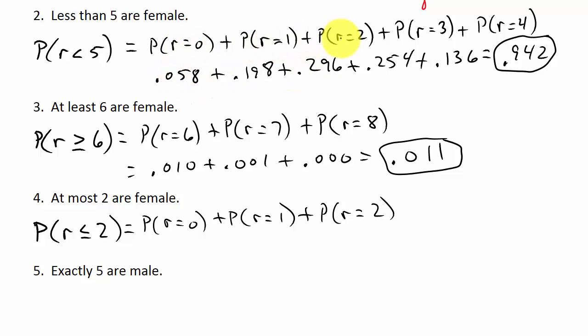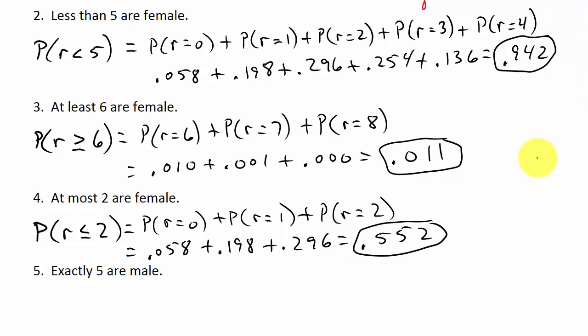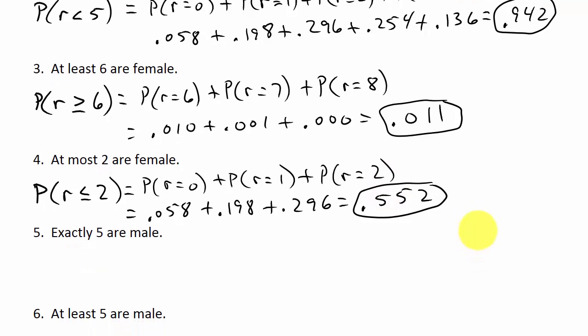Remember, we looked them up for this one, but this went from 0 to 4. We're just going from 0 to 2. So instead of going to the table and looking it up, which I've already showed you how to do, we're just gonna copy these down since we already looked them up. So for r equals 0, that's 0.058. For r equals 1, that was 0.198, and r equals 2, 0.296. All right, so we get 0.552 as our probability. All right, so now let's go to the next one.